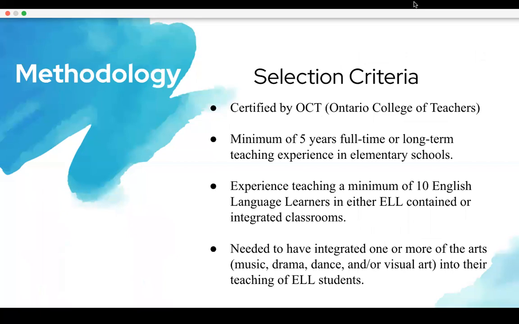My selection criteria involved all of my teachers being certified by the OCT, the Ontario College of Teachers. They also all had a minimum of 5 years full-time or long-term teaching experience in elementary schools. They also had to have experience teaching a minimum of 10 English language learners in either ELL contained or integrated classrooms. And finally, each participant needed to have integrated one or more of the arts into their teaching. So that was music, drama, dance, and/or visual arts.